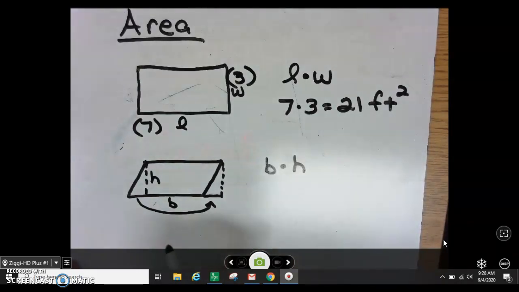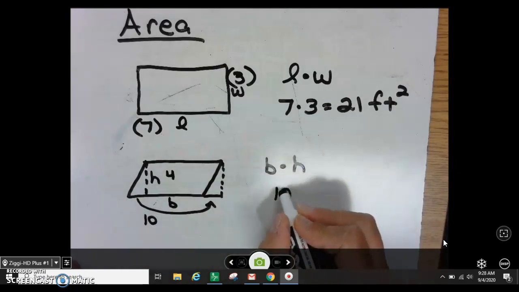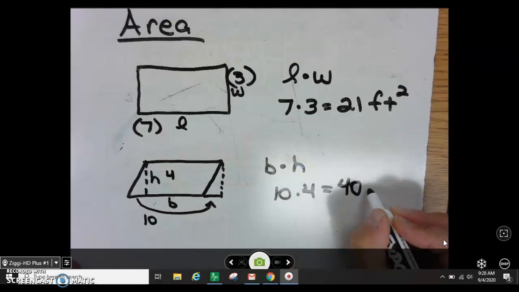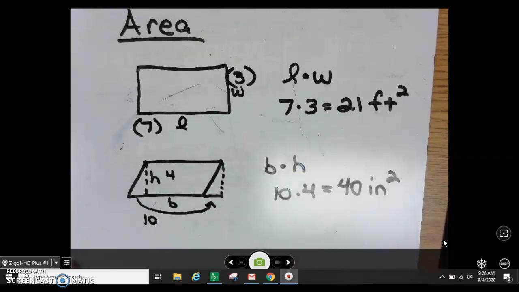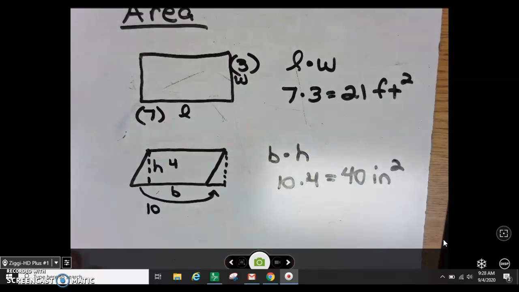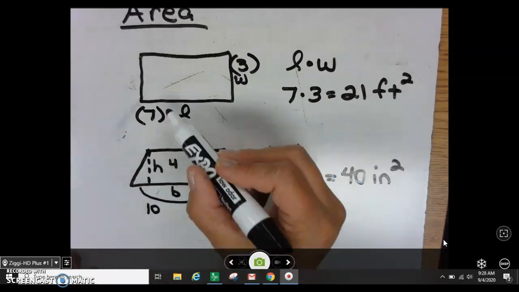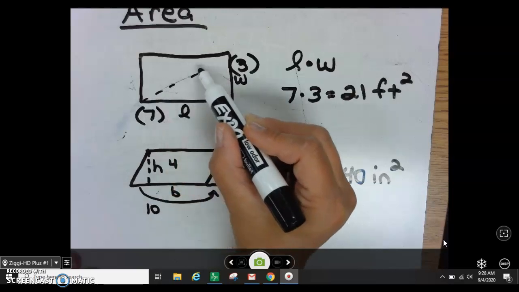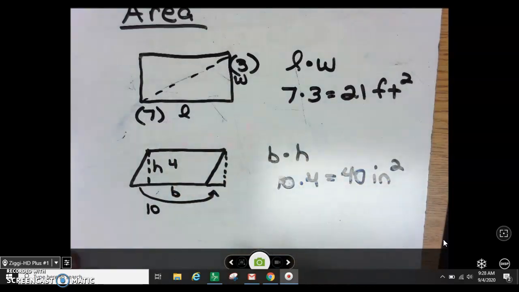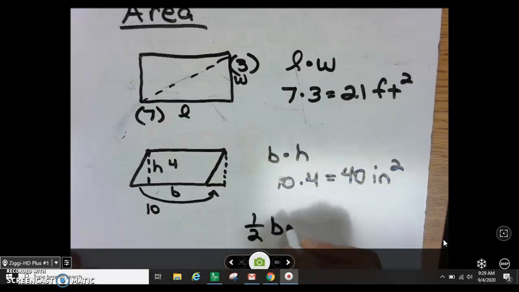So same thing, if my height was 4 inches, say, and my base is 10 inches, then I would do 10 times 4, which would be 40 inches squared, whatever it was. Okay, last trick. What happens when I take a diagonal line across my rectangle? I see two shapes. I think it formed two triangles. So the area of a triangle is just half of the rectangle, okay? Or half of the parallelogram. It would be 1/2 base times height.